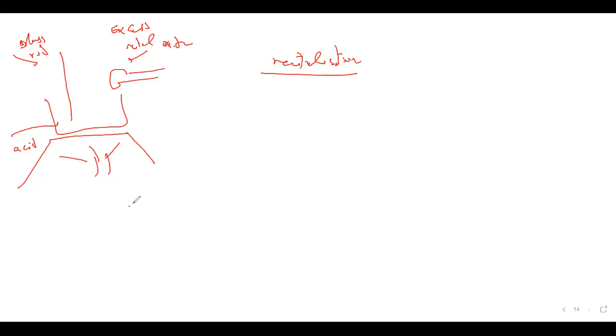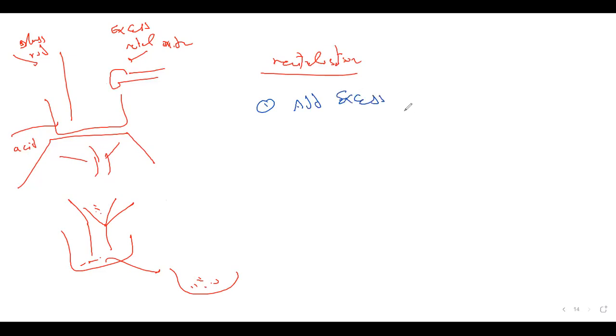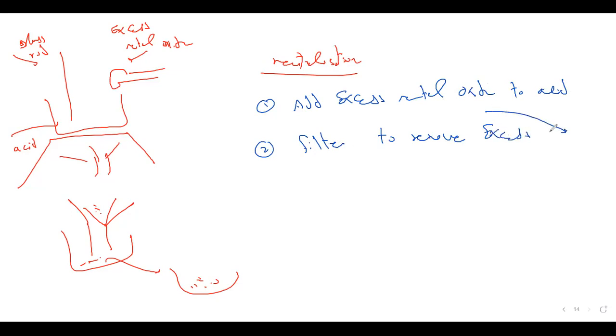After that, we are making filtration to remove excess metal oxide. Then taking the filtrate and making crystallization. Heat, cool, filter, dry. So the steps: the first step, to add excess metal oxide to the acid. Number two, filter to remove excess metal oxide. Number three, crystallization.